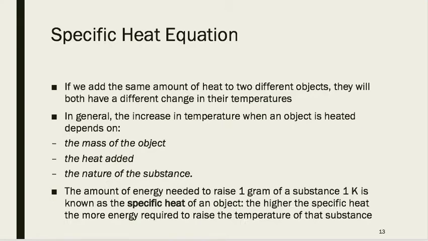One of the ways that we can look at the enthalpy change of a substance is to look at something called specific heat. Now, one thing to know is that if we add the same amount of heat to 2 different objects, they will have a different change in their temperatures. So heating 2 objects up will not necessarily mean they will be the same final temperature. In general, the increase in temperature when an object is heated depends upon the mass of the object, the heat that is added, and the nature of the substance.